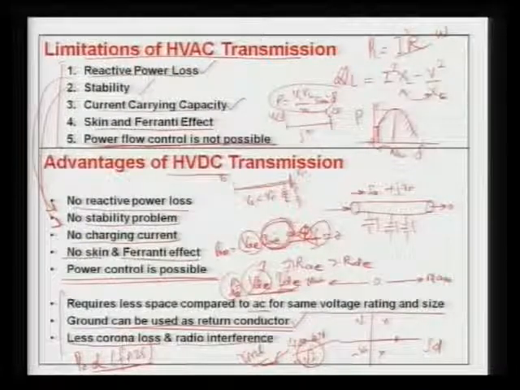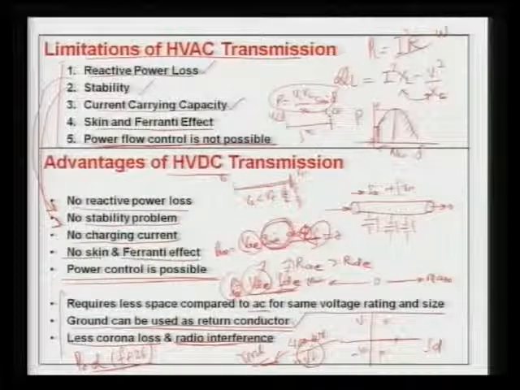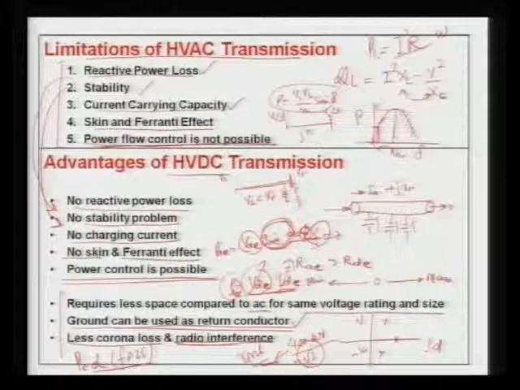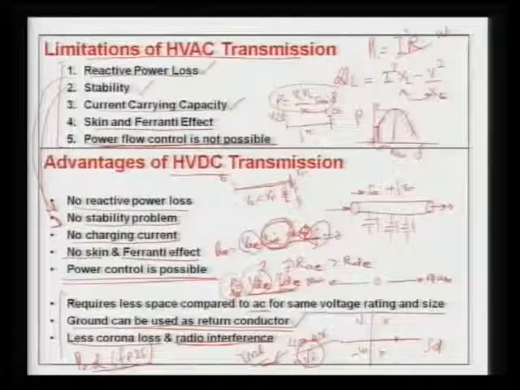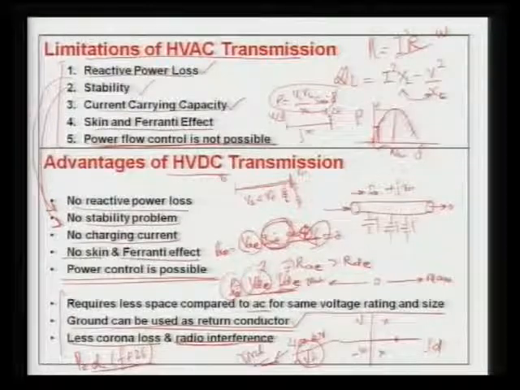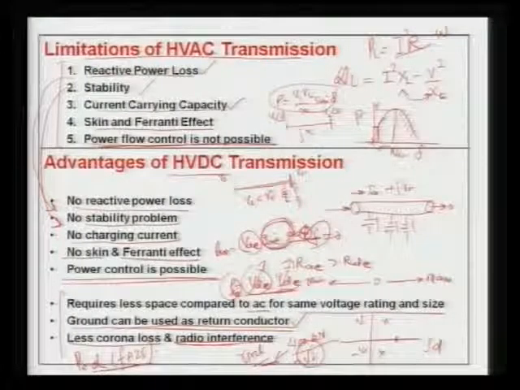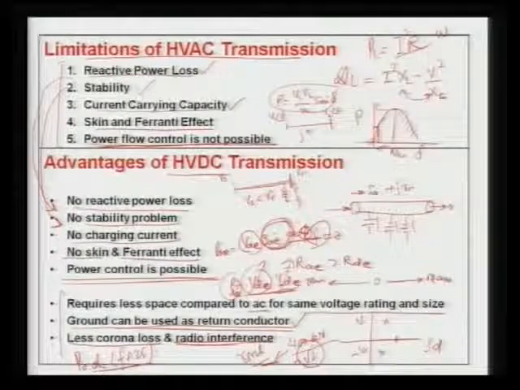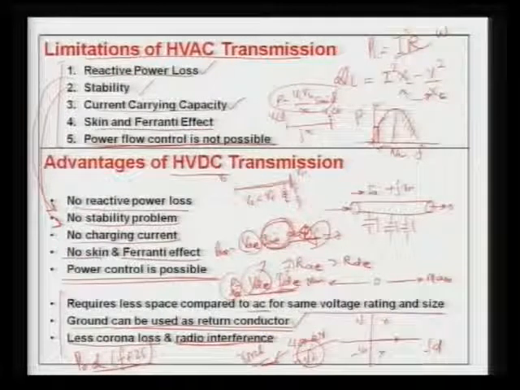Another is the radio interference. Here, if the frequency is 0, the radio interference is 0, but due to some harmonics and other things, there may be some radio interference, but this value is very, very small. So overall, we can see that the advantage of HVDC is taking place, and it is trying to minimize the limitations of the HVAC transmission system, but HVDC is not without limitations.